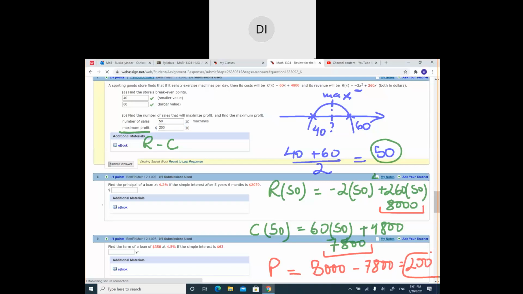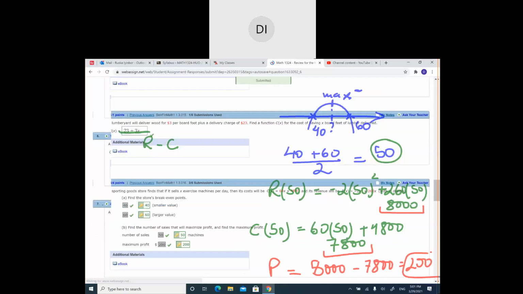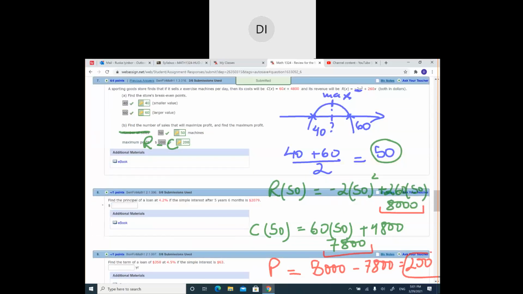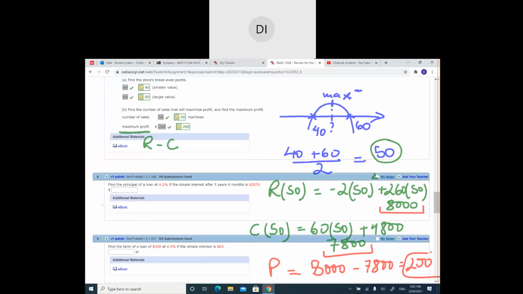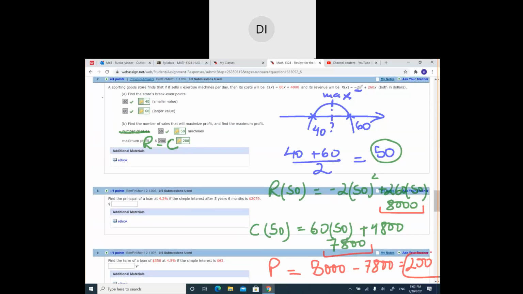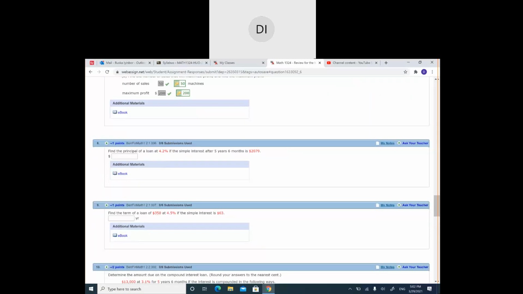So the maximum profit is in the middle between the break-even points. Okay, we got it. So that was number 7. Then you're going to continue with number 8.